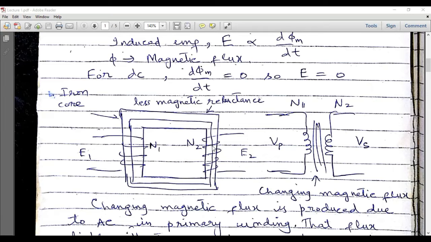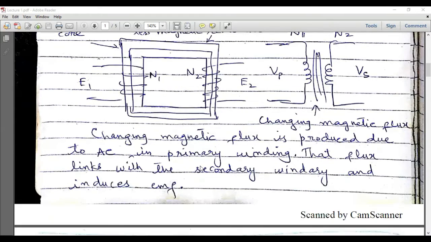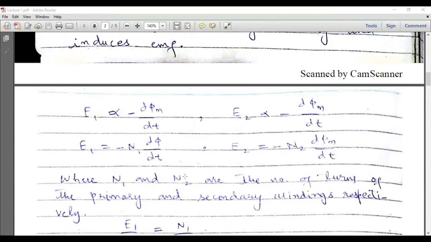And due to this alternating flux, EMF will be induced across this secondary winding, and in that case the magnetic reluctance of the iron core will be very small, so maximum flux will be linking with the secondary, and the leakage flux will be minimum. So this is all which has been discussed, that flux links with the secondary winding and it induces EMF.